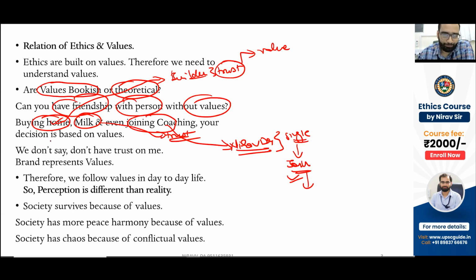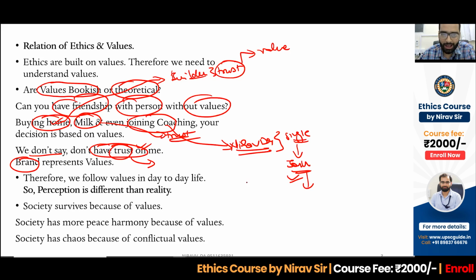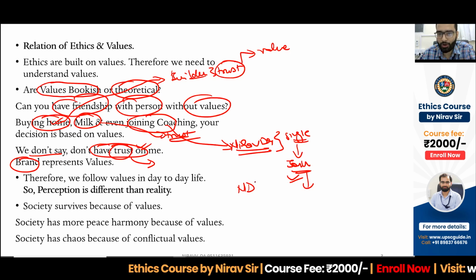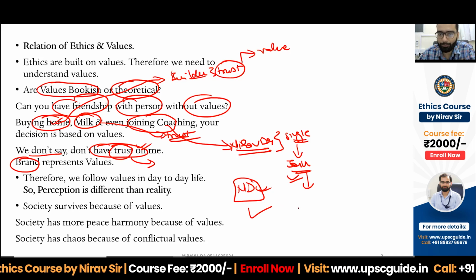Now you can say, nobody would say that we don't have trust on me. So again, this is the importance of values. कोई भी ऐसा नहीं बोलेगा कि please don't have trust on me. Nobody would say this, right? So everybody would say that please, trust me and I am trustworthy. So always everybody focuses on trust. So again, values are there. Even brands, Nirav Da, अगर आपने देखा होगा logo, या फिर नाइकी का लोगो अगर आपने देखा होगा, एप्पल का लोगो देखा होगा.